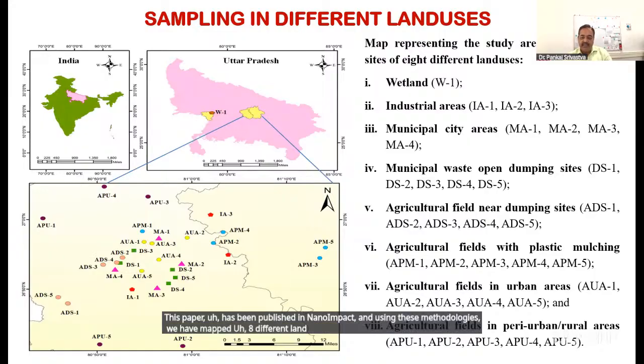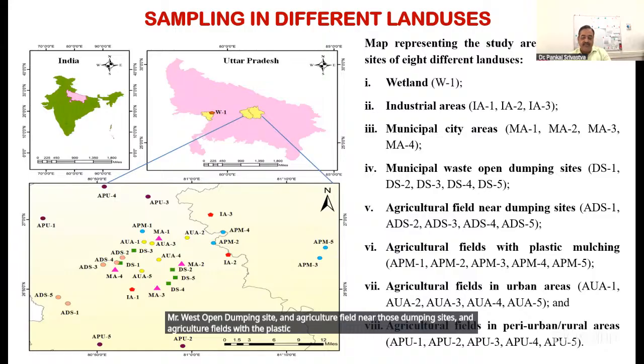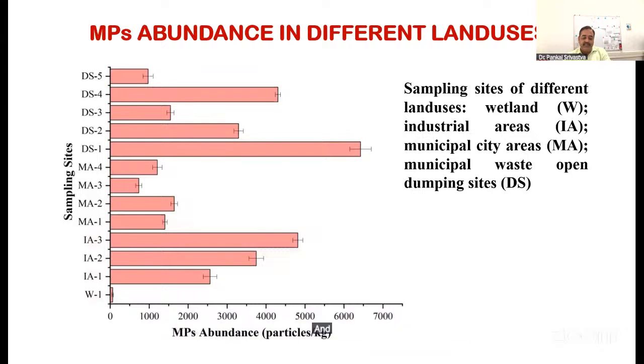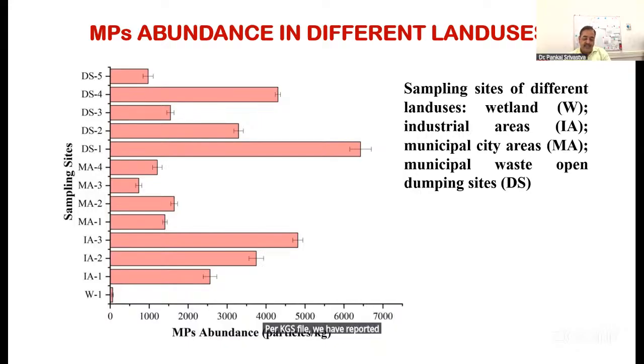Using these methodologies, we have mapped 8 different land uses of northern India. There's a wetland, industrial area, municipal city areas, municipal waste open dumping site, agriculture fields near those dumping sites, agriculture fields with plastic mulching, then urban area, peri-urban area, and rural areas. And this is the scenario that we got: up to 7,000 microplastic particles per kg of soil we have reported at the dumping site.